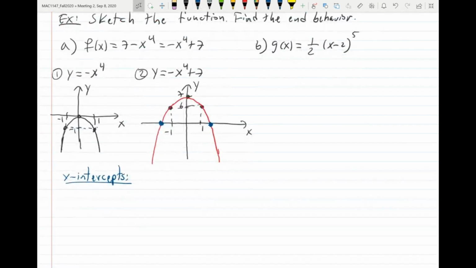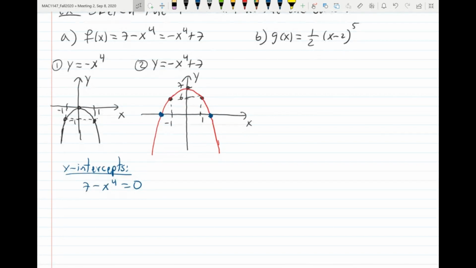Basically, we need to solve the equation 7 minus x to the 4 equals 0. To get practice, let us solve this equation completely. I encourage you to try to factor this as much as you can. Notice that 7, even though it doesn't look like a perfect square, you can think of it as a perfect square. You can write 7 as square root of 7, squared. That's a little trick. And x to the 4 is x squared, squared. So now we see that we have a difference of squares.